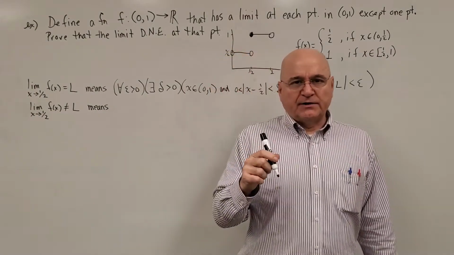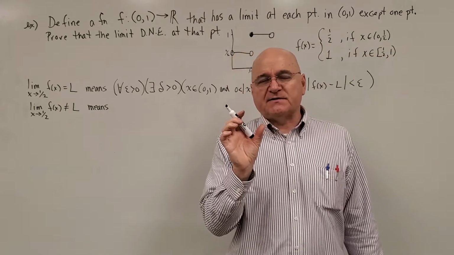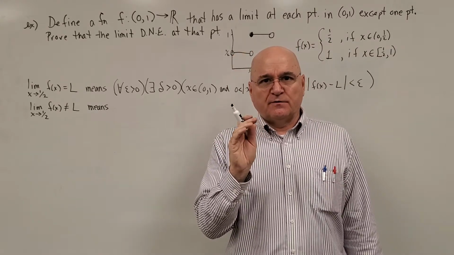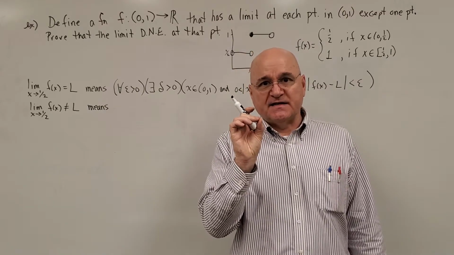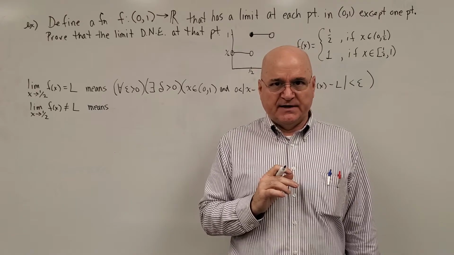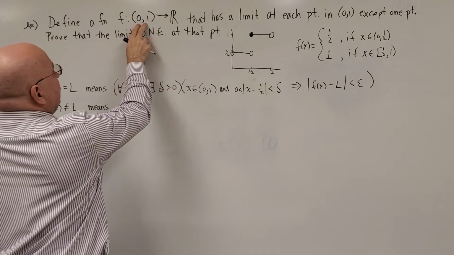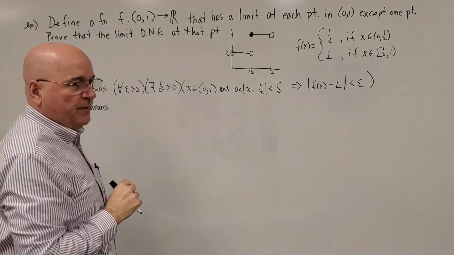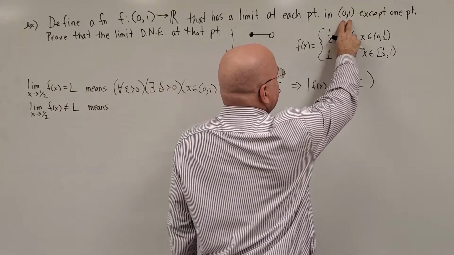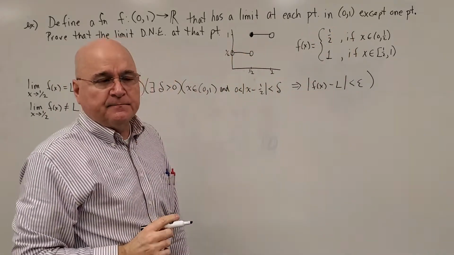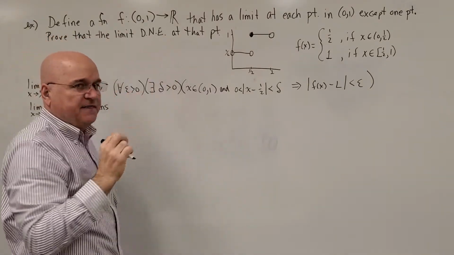In the next example, we're going to look at a function. We're going to create a function that has a limit at every point in its domain except for one. So we're first asked to create that function and then prove that the function does not have a limit at that particular point. Specifically, the directions say, find a function whose domain is the interval 0 to 1, open, going into the reals. It has a limit at each point in that interval 0 to 1, except for one point. And then prove that the limit does not exist at that one point.